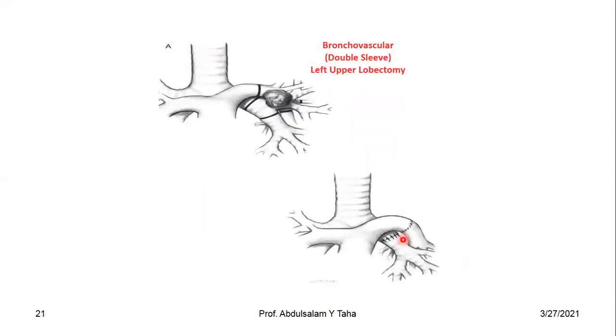Well, here we have a tumor of the left upper lobe bronchus involving the pulmonary artery as well. Therefore, the patient needs a procedure called bronchovascular or double sleeve lobectomy. So we have to remove a sleeve of the main stem bronchus, as we mentioned before, and we have also to remove a segment of the involved pulmonary artery and do re-anastomosis, and that's why it's called double sleeve lobectomy.